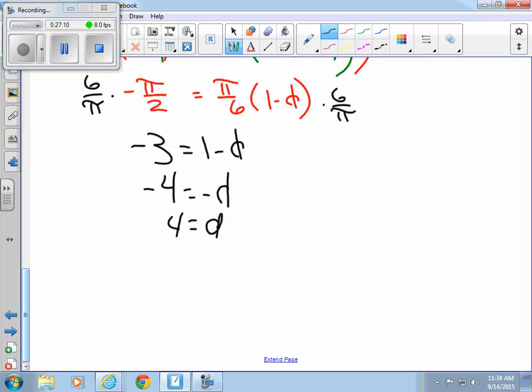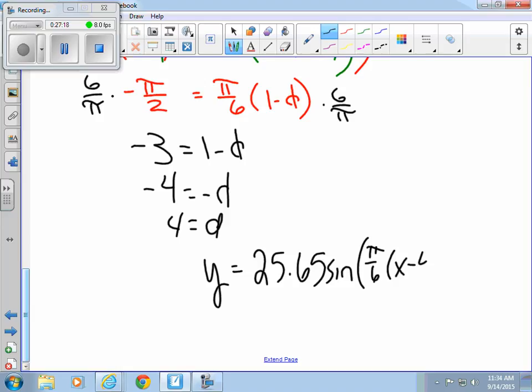And so my function would be 25.65 sine of pi over 6 times x minus 4, plus 47.65. So that is a lot of work, but I got us a model for that trig function.